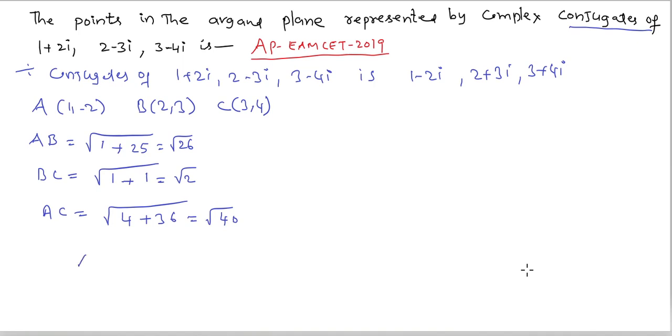So from this, AB square plus BC square is less than AC square. 26 plus 2, 28, is less than 40. So triangle ABC is an obtuse angle triangle.